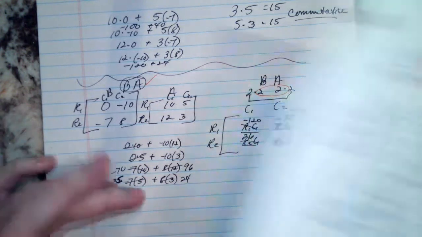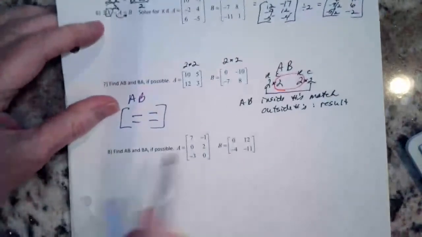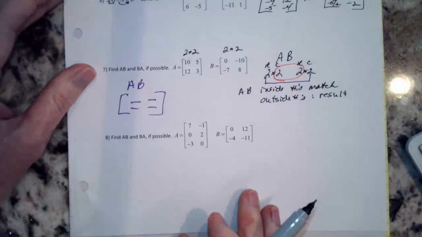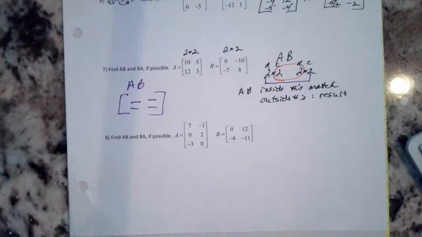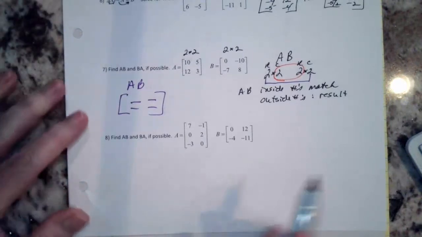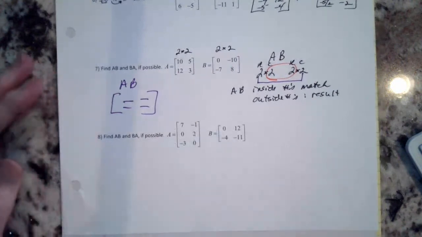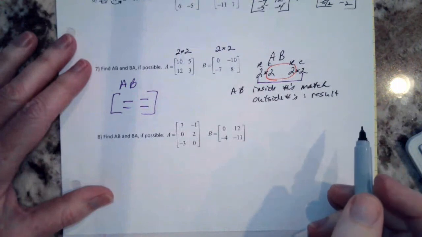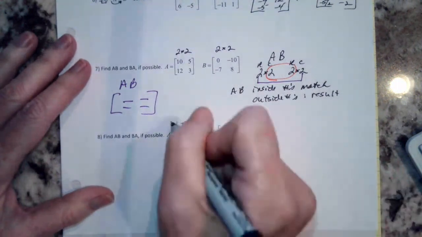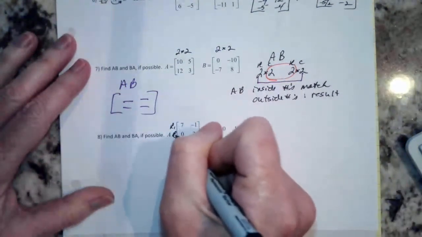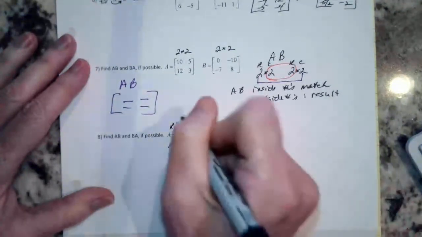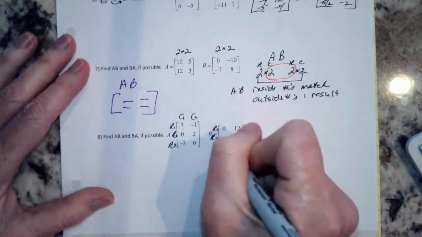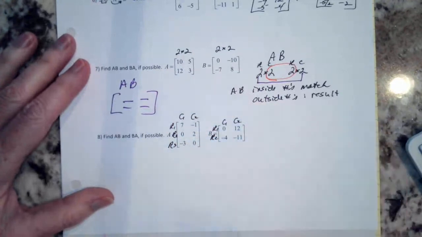Let's move down to the next one. Let's look at find AB and BA if possible. Same kind of game we're doing with number 8 as we did with number 7. Except that the matrices are of different sizes here. So let's see what we can do. Let's first label them. So I've got row 1, row 2, and row 3. Column 1, column 2. Row 1, row 2, column 1, column 2.